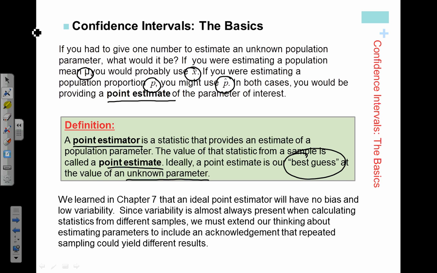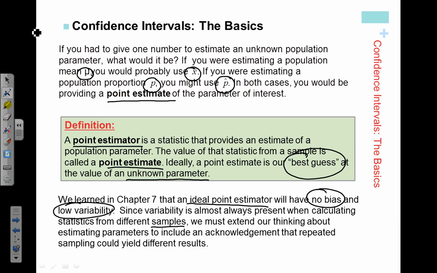Now, an ideal point estimator will have no bias, which means what? That means it's at the mean. Bias means it's far away from the mean. So it should be at the population mean. Low variability means they should all be close together. Variability is almost always present when you're doing samples because you don't have big numbers.